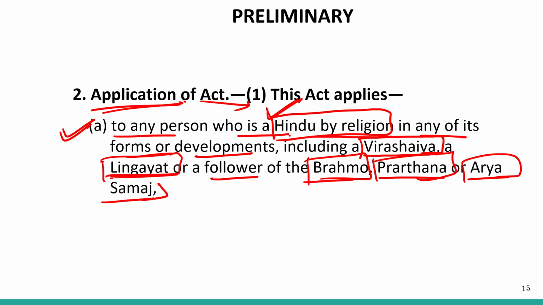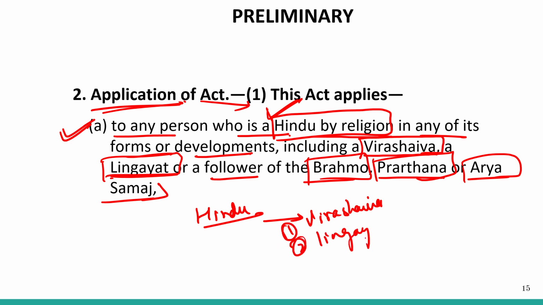So that is why this Act has included under the domain of Hindu not only Hindus, but Veerashaiva first, the second one is Lingayat, third one is Brahmo, fourth is Prarthana, and fifth one is Arya Samaj.